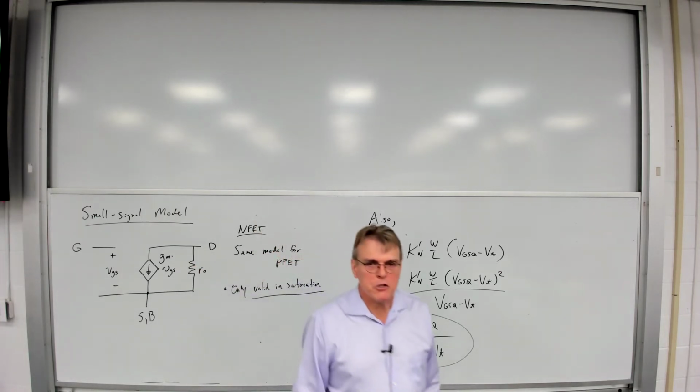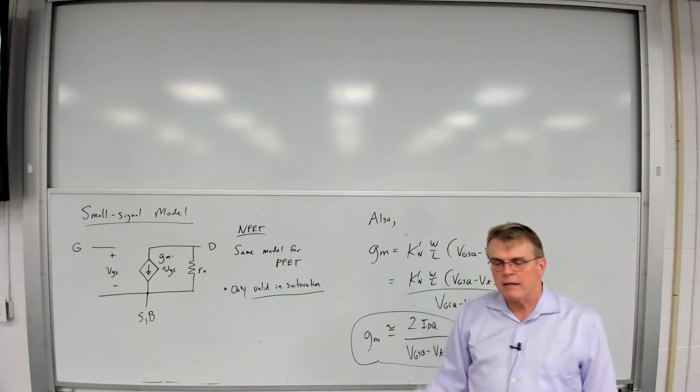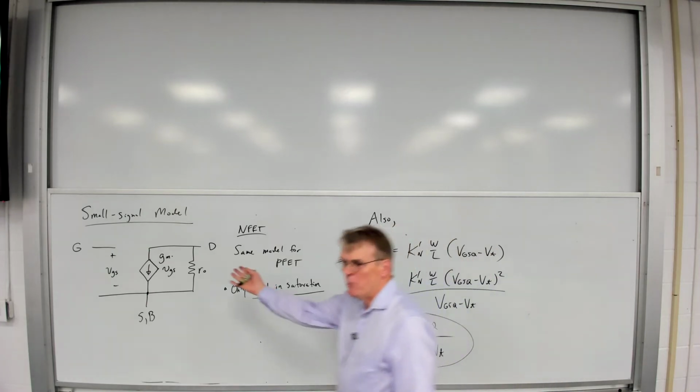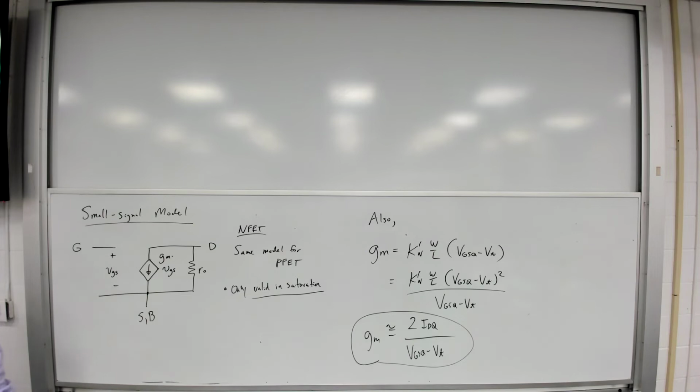We use the saturation equations to derive those model parameters, so it is only valid in saturation. But that's really where we want to use the transistor. MOSFETs that aren't biased in saturation are not very good amplifiers. They're terrible. All right?